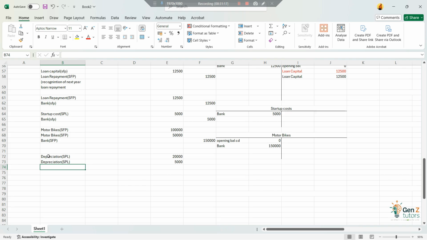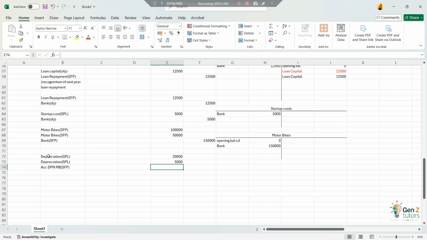And then from that point, we can say accumulated depreciation motorbikes, abbreviated like this. And remember, this is a negative asset that we have in the company, and it has a balance on the credit side. So we say accumulated depreciation motorbikes. This goes into the SFP since it's an asset.